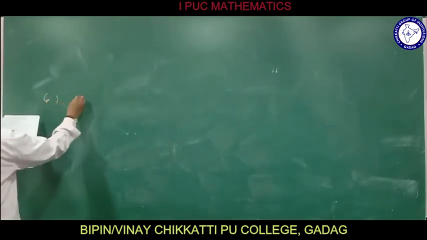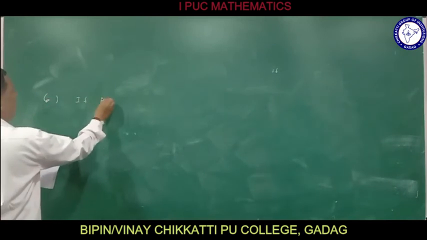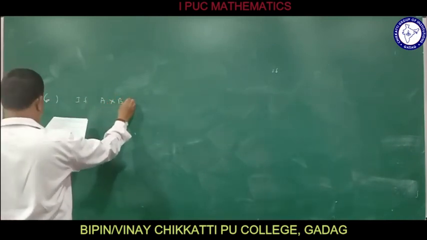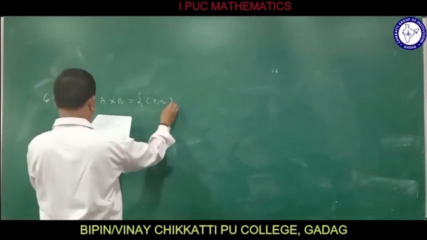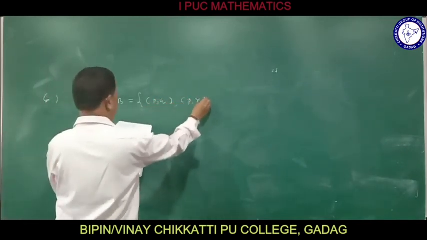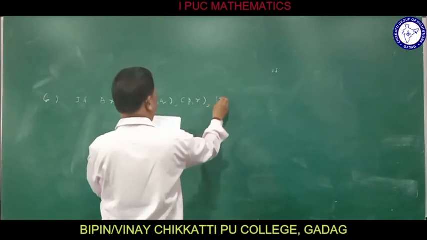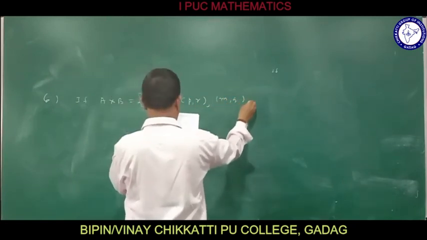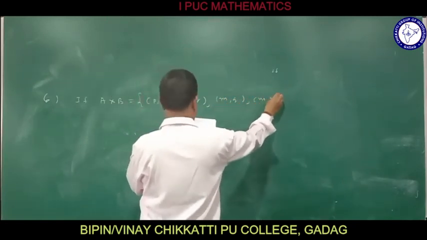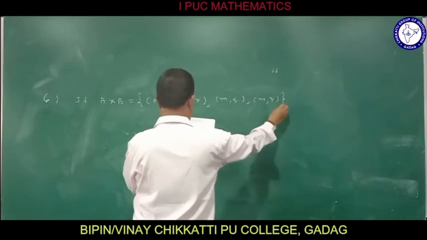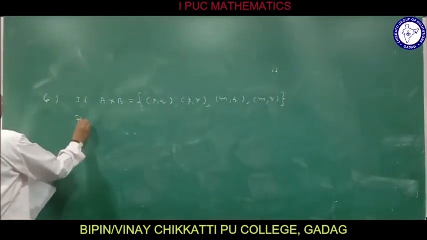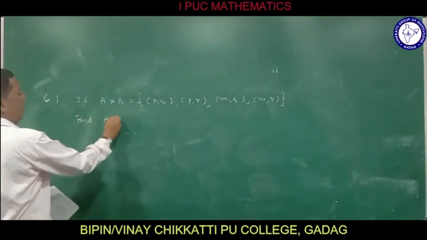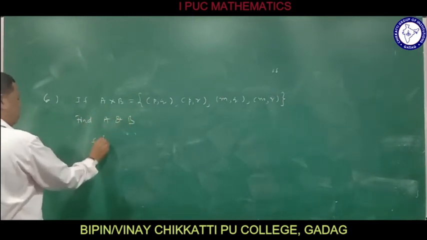See the last problem. Sixth, if A cross B is equal to {P,Q}, {P,R}, {M,Q}, {M,R}, find A and B. See the question. Find A and B. It's a very simple way I am telling you.